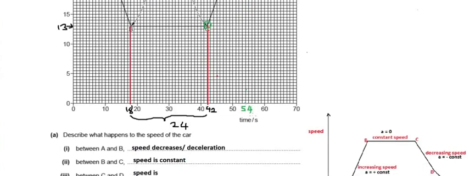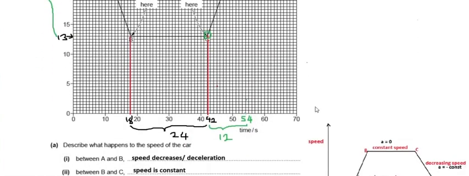So the change in time from point C to D is 54 minus 42, that is coming out to be around 12 seconds. And on the y-axis, from point C to D, the speed goes from 13 to 31. So 31 minus 13 is coming out to be around 18 meter by second.